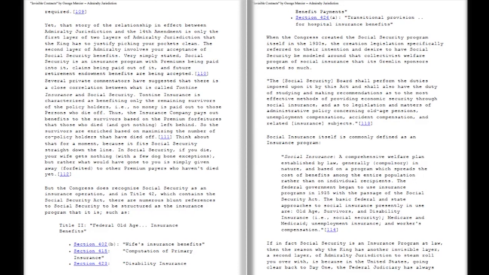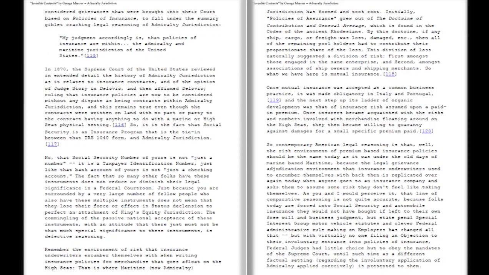114. If in fact Social Security is an insurance program at law, then the reason why the king has another invisible layer, a second layer, of admiralty jurisdiction to steamroll you over with, is because in the United States, going clear back to day one, the federal judiciary has always considered grievances that were brought into their court, based on policies of insurance, to fall under the summary, giblet-cracking legal reasoning of admiralty jurisdiction. My judgment accordingly is, that policies of insurance are within the admiralty and maritime jurisdiction of the United States. 115.